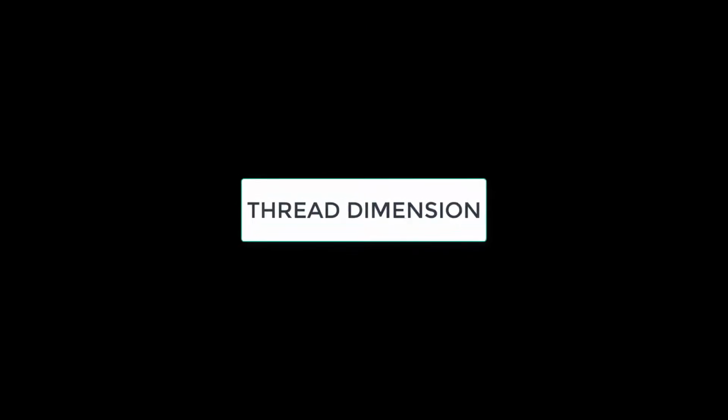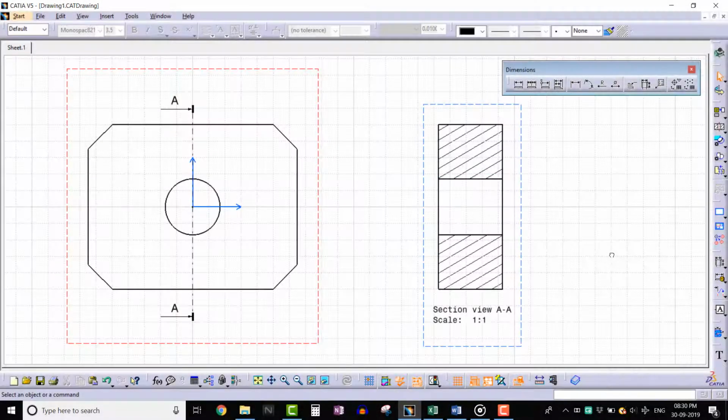Hello everyone, in this lecture we will learn about the thread dimension tool. This tool is used to create thread dimension. Let's understand this tool through an example. Click on thread dimension. We can also invoke this tool from the insert menu.